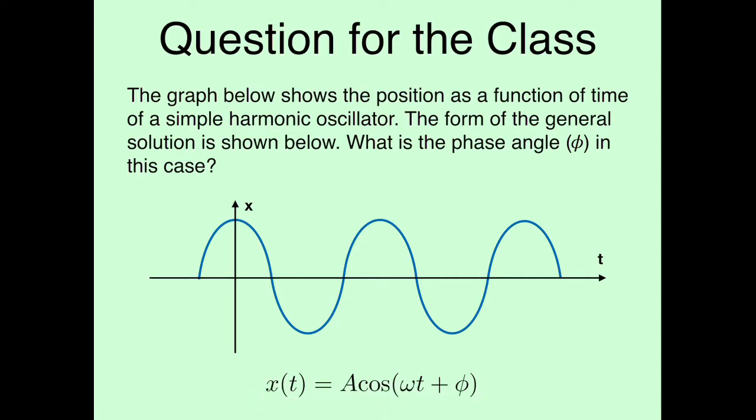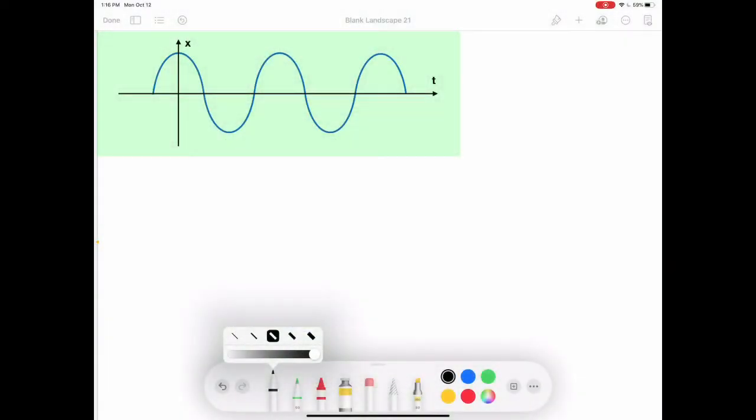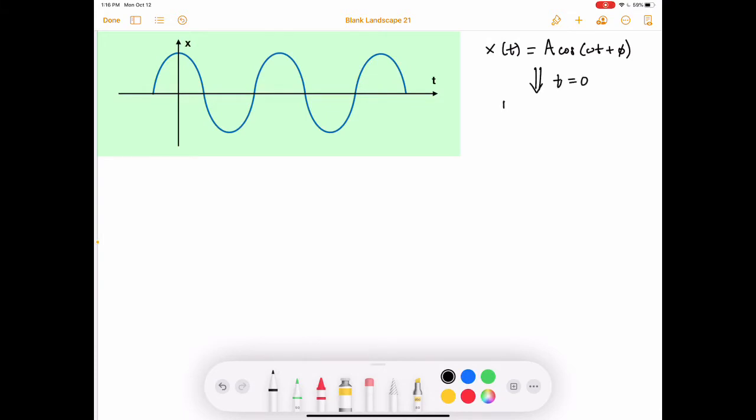So pause the video, see if you can get this, and then come back to it when you think you have your answer. Okay, so we'll start by writing out the general solution. X as a function of time is A cosine(omega t plus phi). So if we plug in t equals 0, what we get is the initial position, which is x when t is equal to 0. What we get is A times cosine. Omega t is now 0, so this is just cosine of phi.